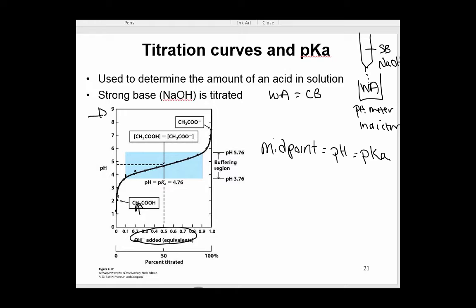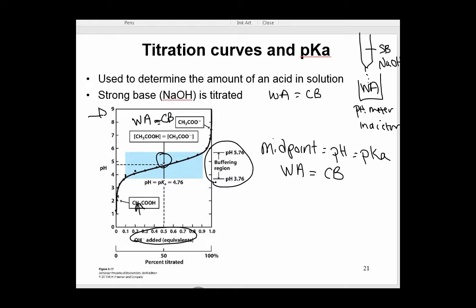At the midpoint of our titration curve, shown here, the pH is equal to the pKa, which means the amount of weak acid is equal to the conjugate base. That's shown here. The acetic acid, the weak acid, is equal in concentration to the conjugate base, which is the acetate ion. This is going to be important later because this is known as our buffering region. We'll talk about that in a few minutes.